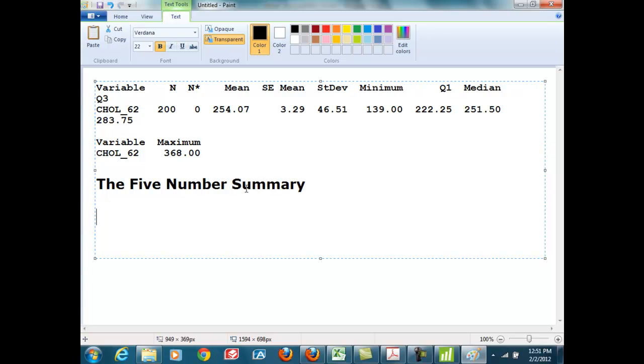Okay, so the lowest, what is the lowest observation in here? Does it show minimum? Oh, it does. Okay, 139, right? What's the unit of cholesterol measurement in here? Somebody tell me. Okay, anyways, the first quartile is 222.2.